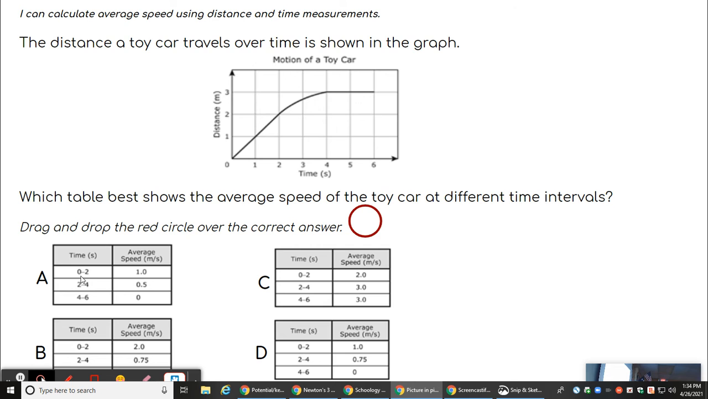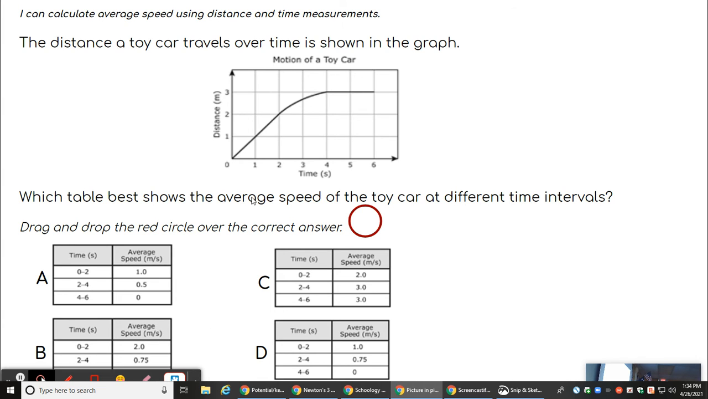So if we start with this, from 0 to 2 is your time. So from 0 to 2, that's 2 seconds, that's your time, and the distance it took is 2 meters. So 2 divided by 2 is 1 meter per second. So far A and D would look good.